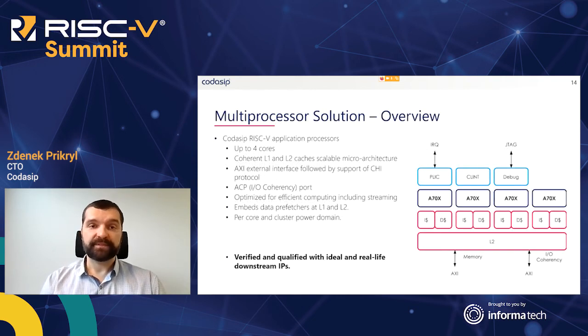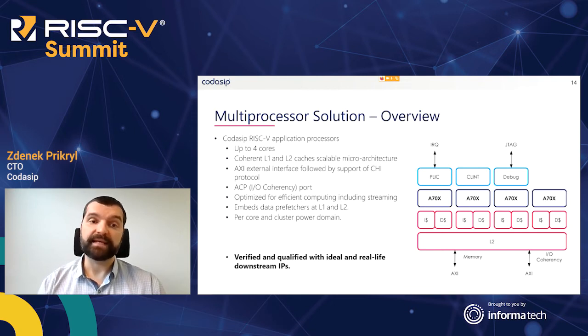If we look at the multiprocessor overview that we have here, you can see that we are targeting clusters up to 4 cores. The cache coherent L1, L2 will be configurable, and I have a slide on the configuration options in a minute. As the external interface, there's going to be AXI followed by CHI, so the system coherence will be supported as well. There is an I/O coherency port as well. It's on AXI, similarly to the main external interface.